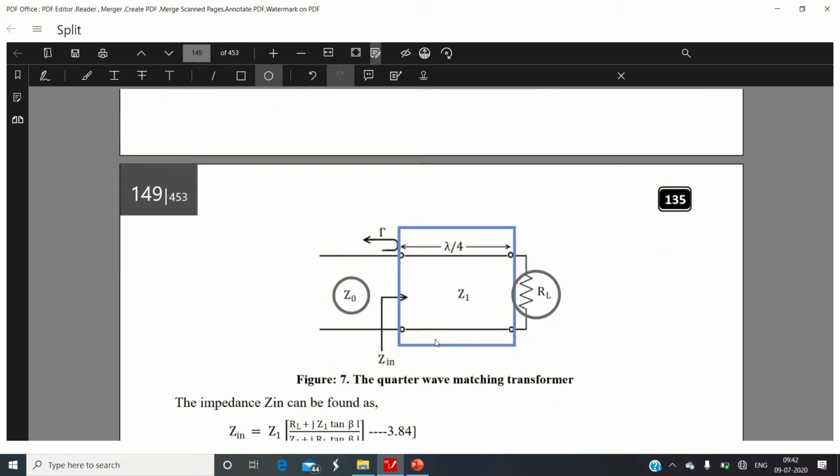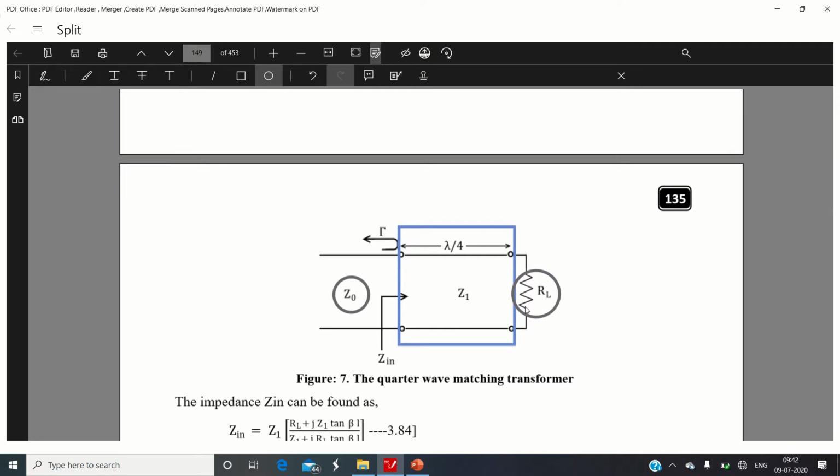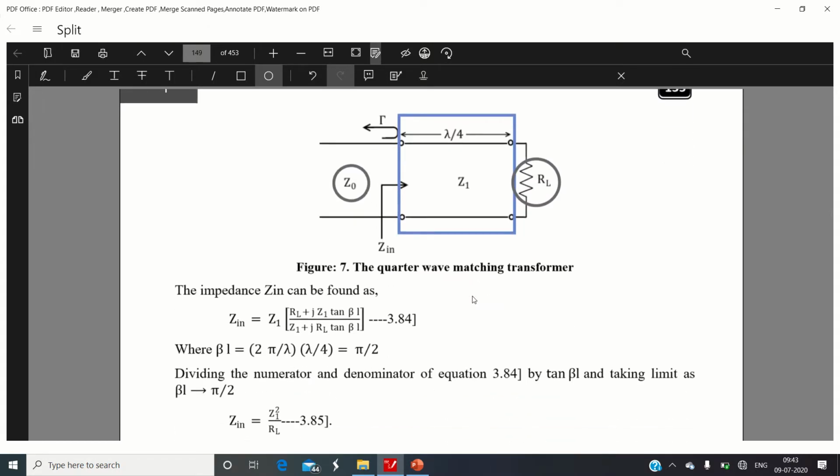Our aim is very simple. We want to match the load resistor RL with the given characteristic impedance Z0 of a transmission line, using a piece of transmission line whose length is lambda by 4, and we want to calculate the characteristic impedance of that lambda by 4 transformer. We know the characteristic impedance of the transmission line, and we know the load impedance. Now we are interested in calculating what the impedance of this quarter wave transformer should be. So here we will develop the theory of designing a quarter wave transformer.